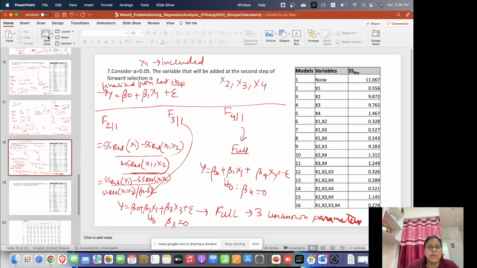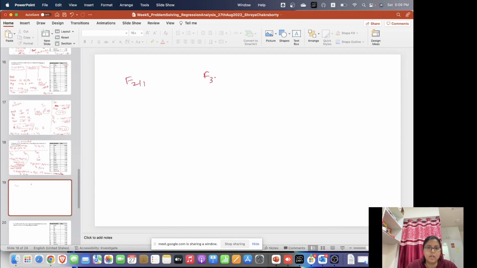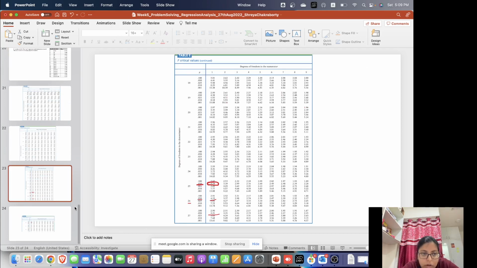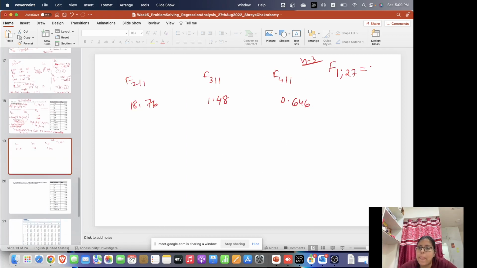Okay, so if we try and find out the values, f2 given 1 would be something around 18.76, f3 given 1 would be 1.48, and f4 given 1 would be 0.646. And here our threshold will be f1 and 27, because n minus 3 for my full model. If we check for 27, it is 4.21. So this one is greater, these are not significant. So we'll include x2 in our model.